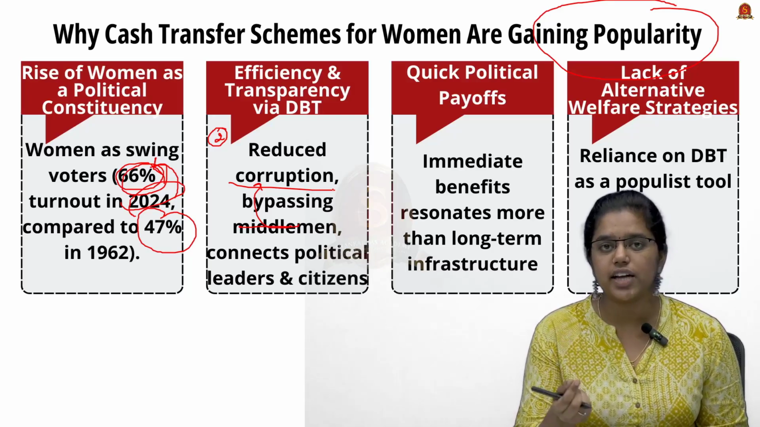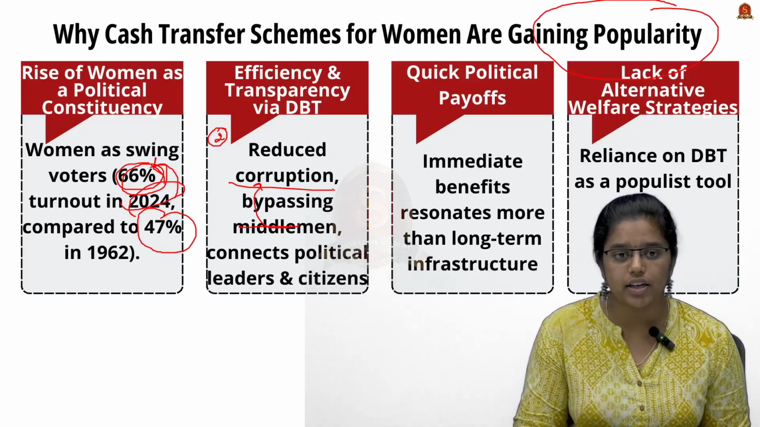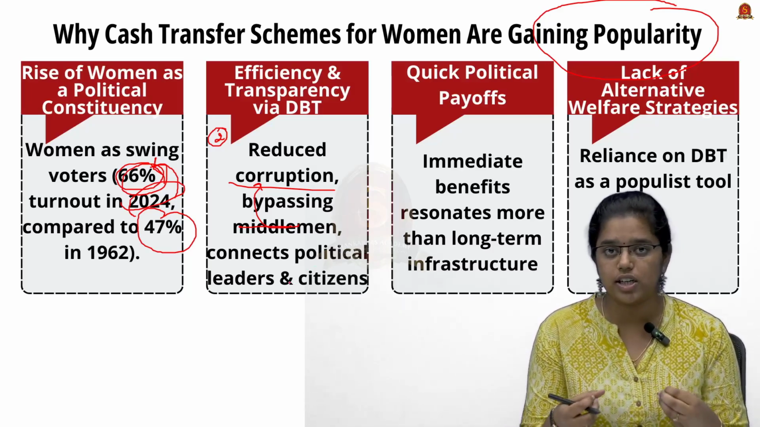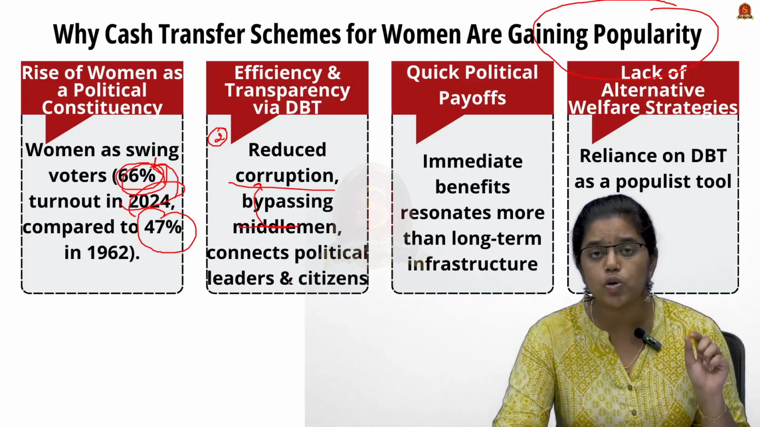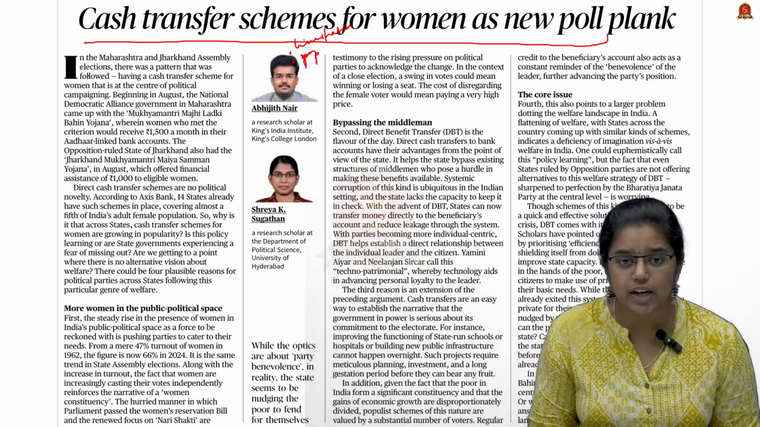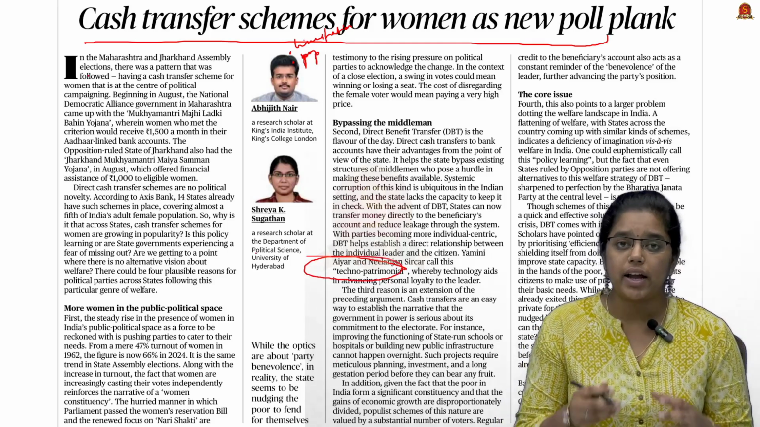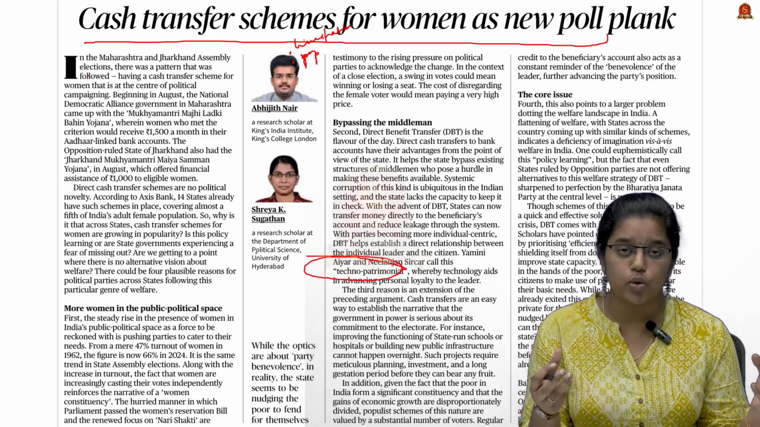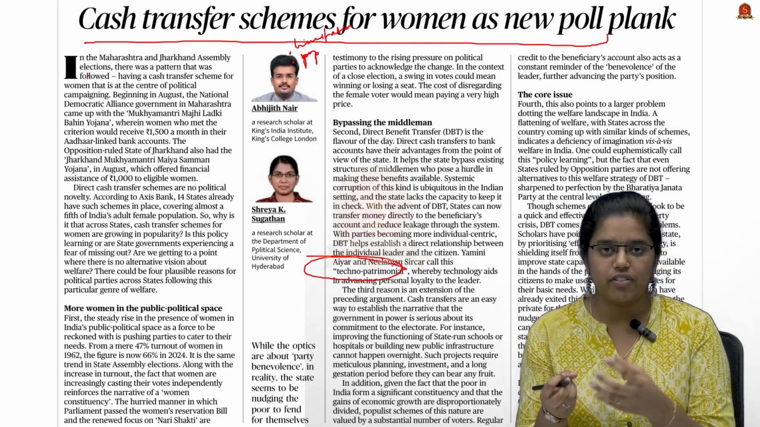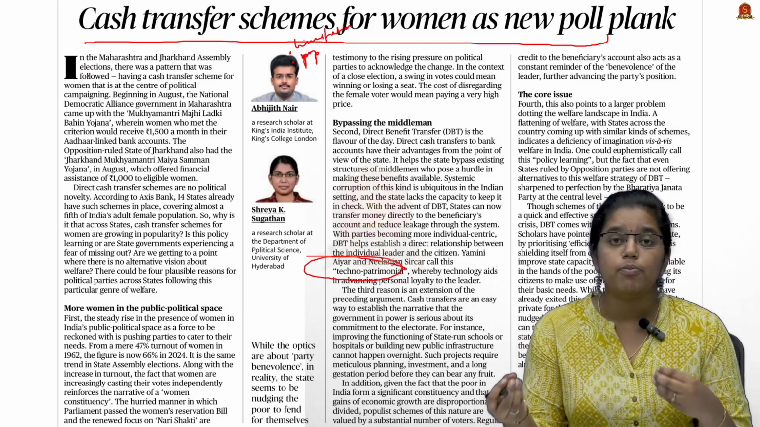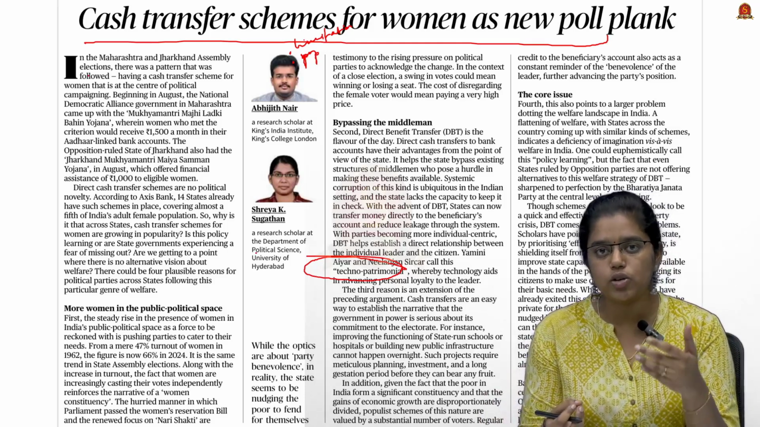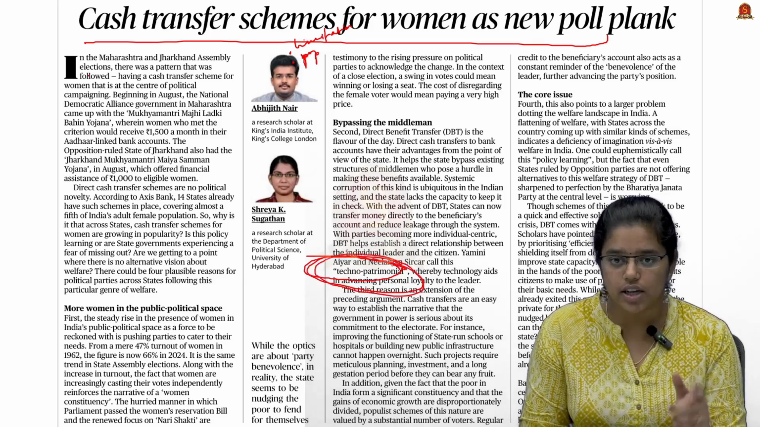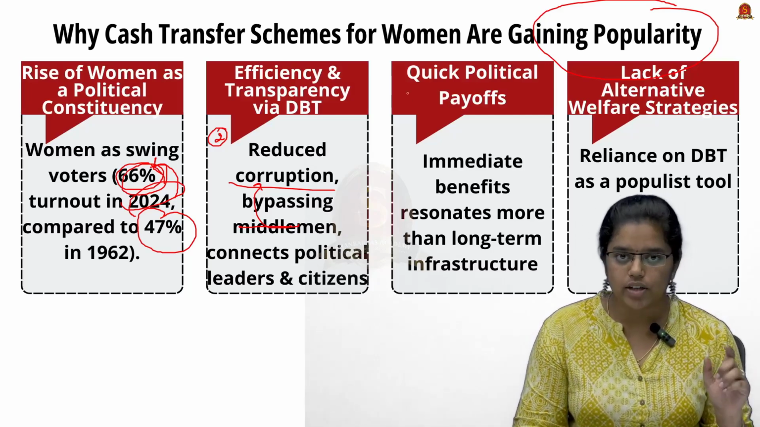So these kind of cash transfer schemes are gaining popularity because political party leaders are able to connect to the citizens very efficiently. The author has also used a term in this editorial: techno patrimonial. It means that by having direct contact between the political leader and the individual, because they are able to get the money in an efficient and transparent way and get a benefit out of that, they have increased loyalty to the political leader. This is called techno patrimonial by this author. So this is also another reason why it is gaining popularity.